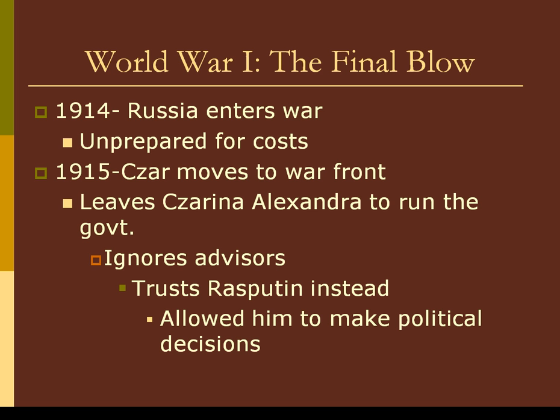So they lure him to the Tsar's mansion and feed him cakes laced with poison. But here's the thing. Despite the fact that they put enough poison in these cakes to kill a horse, it had no effect on him. So, when that didn't work, they shot him several times, and assuming that he was dead, wrapped his body and threw it into the Neva River.